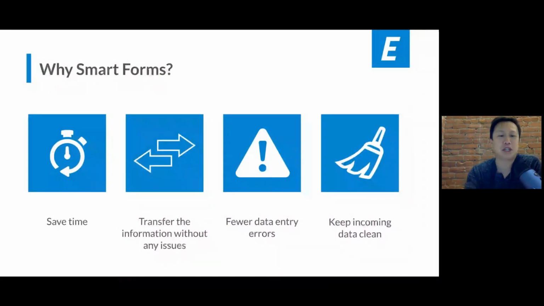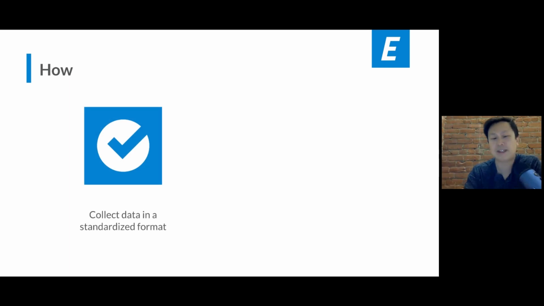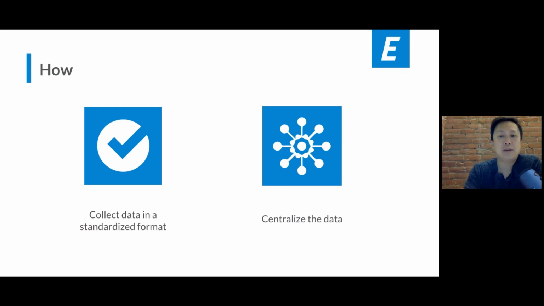So how do we achieve this? Pretty basic information here as well, but collecting data in a standardized format. I've mentioned it many times, and also using a centralized database. That's how you're going to keep your data clean. How you're going to have the data collection really work for you when you're building your automation.